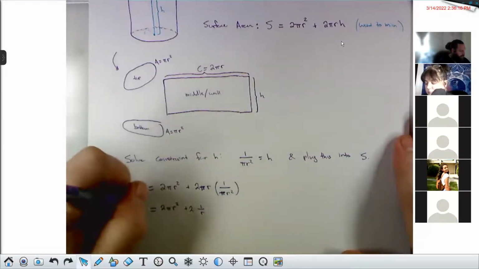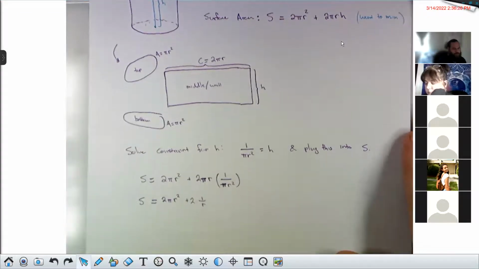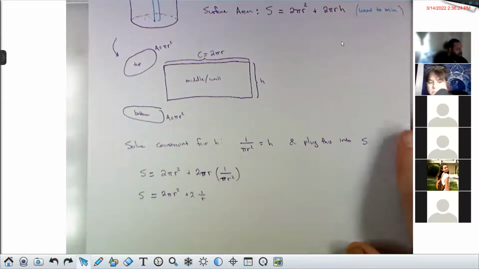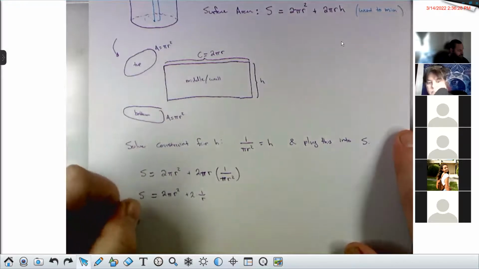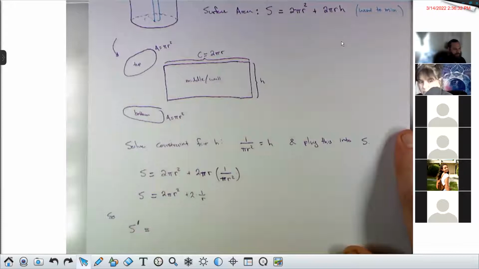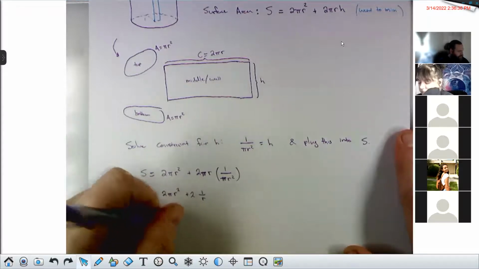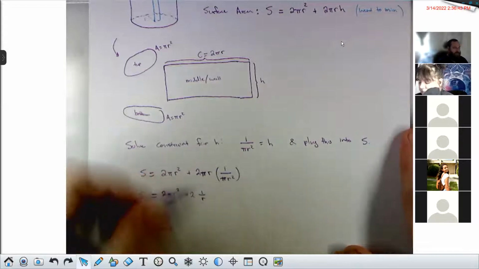So simplifying that a little bit, I get S equals 2 pi r squared plus 2 times 1 over r, or plus 2 over r, if you prefer. This means that S prime, the derivative here, taken with respect to r, is going to be 2 pi times 2r, or 4 pi r. The derivative of 1 over r, who remembers how to do that?